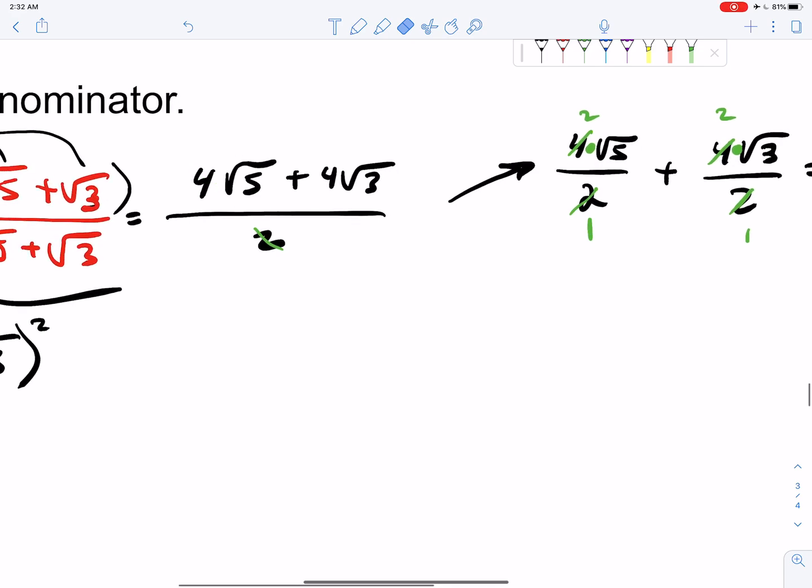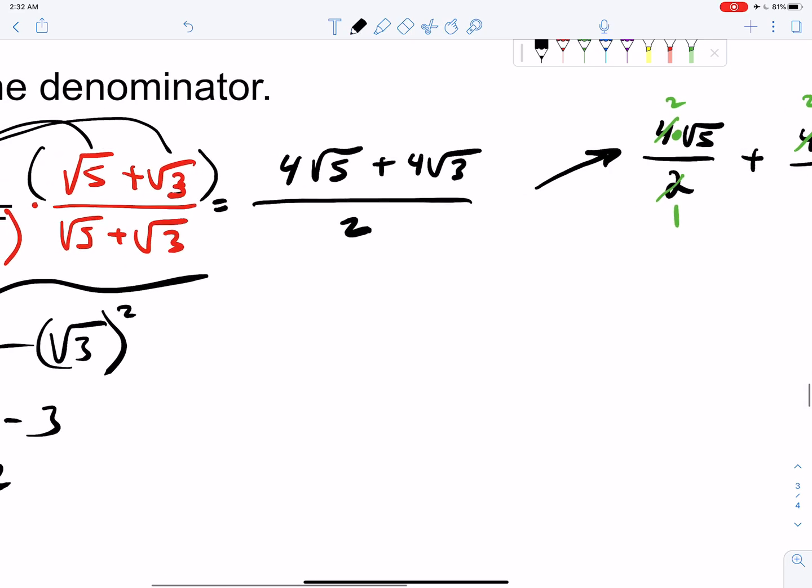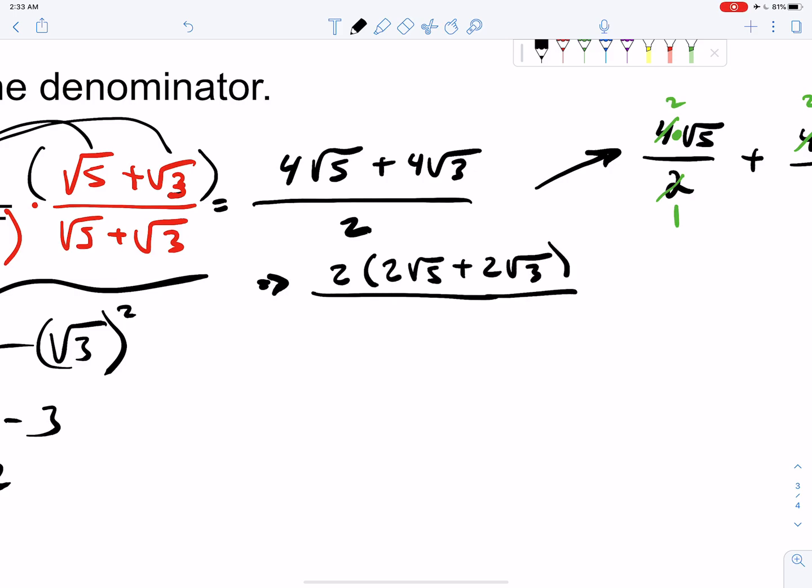Just the way that we like to do it so we don't mess up by canceling terms. And the way that it works with polynomials that get kind of big and bad is, how do we do them then? Well, the way we did them then was we factored the numerator. And I see a common 2, so I'm going to factor that out, which gives me 2 root 5 plus 2 root 3 over that 2.